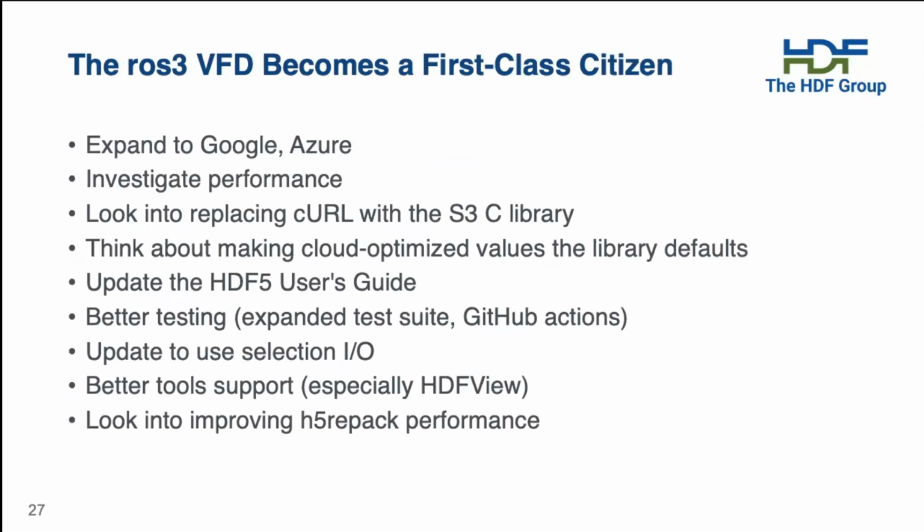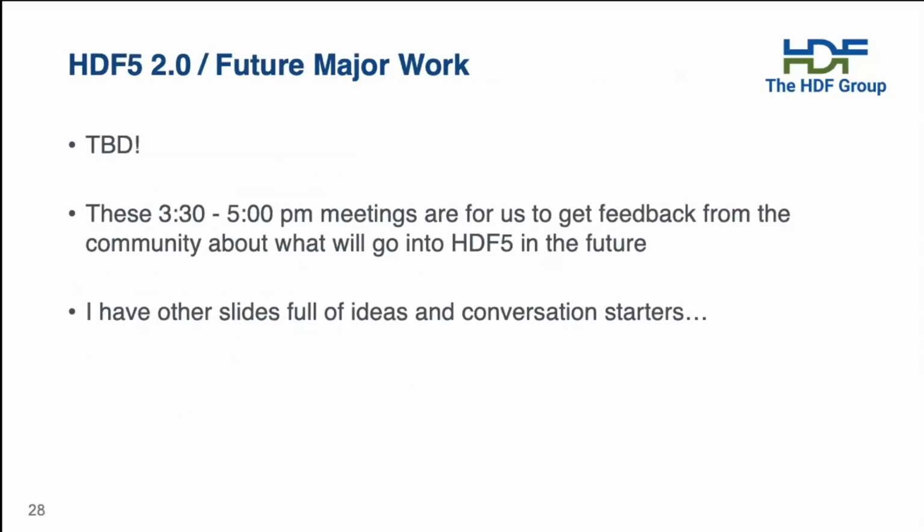Maybe replace curl with the S3C library. Look at making the cloud optimized values the library defaults. That would be a nice change to have. It's not 1997 anymore. It's been 25 years. Update the HDF5 users guide to better tell people about how to work on the cloud, and update to use selection IO, better tool support, and then possibly h5repack performance, because if you're going to put a lot of HDF5 files in the cloud, you need to repack them to the cloud native format.